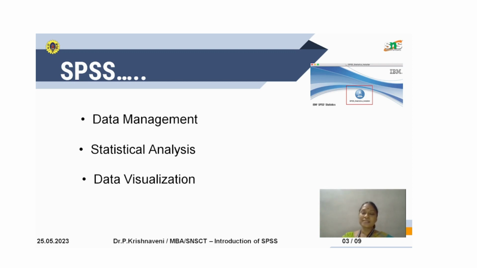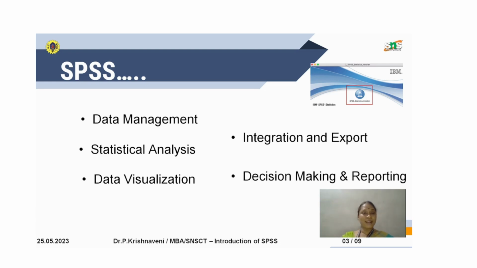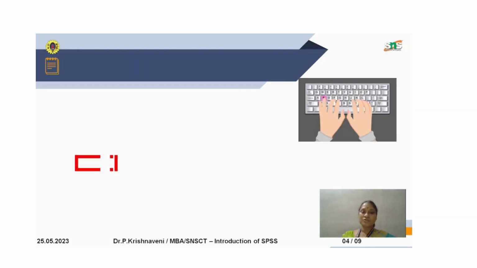It is super easy for data analysis, so people in the social science field normally prefer SPSS. Also we can integrate and export this data to other programs like the R program and other things. We can make wonderful decisions and create a very good report out of SPSS. This is all about the SPSS package. It is an IBM software which is very useful in all the social science fields.